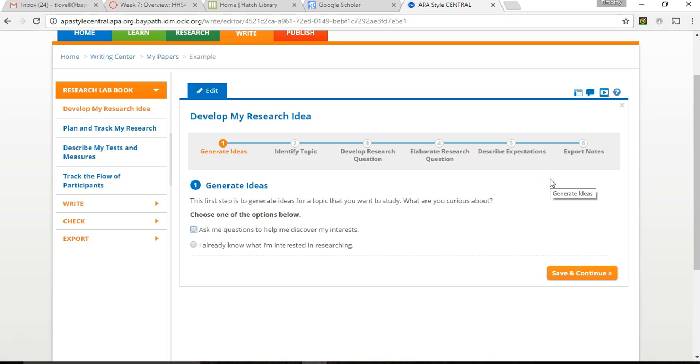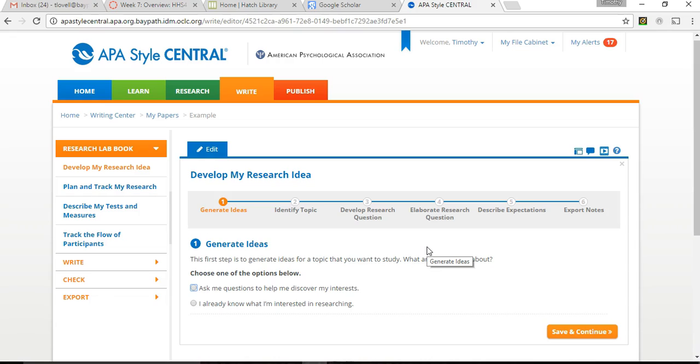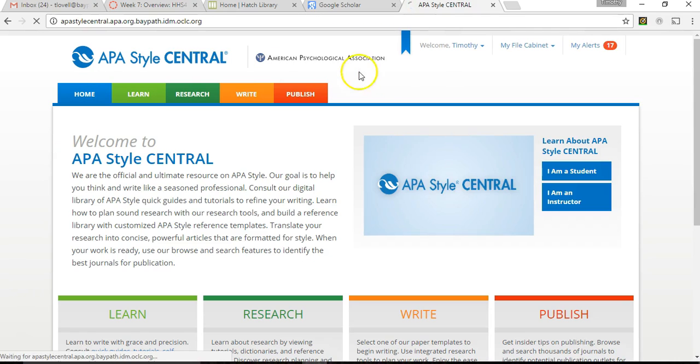And literally your research question is just that, that one powerful sentence of what exactly you're going to be looking for. So again, Research Lab Book, Develop Research Idea, and then, ask me questions to help me discover my interest. So maybe you don't have a direction that you're going in yet, or maybe you have a very loose idea. Or you can click on, you already know what you're interested in researching, and then you'll move forward from there. So that's pretty much all I want to show you in that. If you get partway in and you have specific questions or you're having difficulties, as always, email me, and we'll figure it out together.